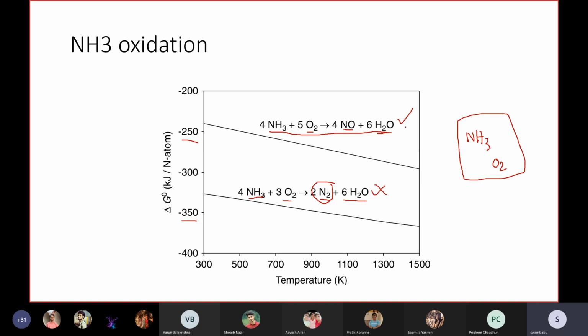If you want to alter the reaction pathway, there is only one possibility, which is by utilizing a catalyst. If you don't utilize a catalyst, you're going to get nitrogen in the ammonia oxidation reaction. We are not going to get the nitric oxide. So if you want to make sure this reaction happens, we need to alter the reaction pathway. The only way we can alter the reaction pathway is by using the catalyst.